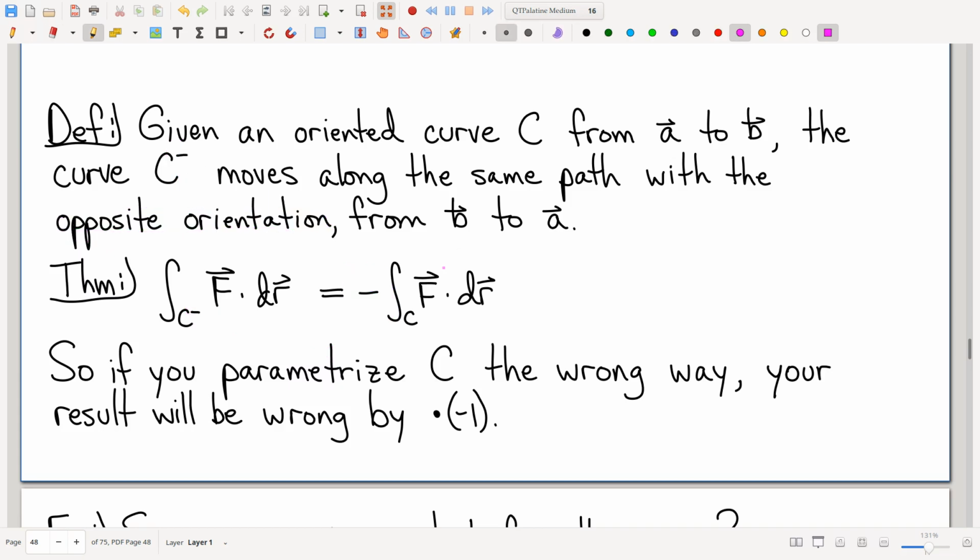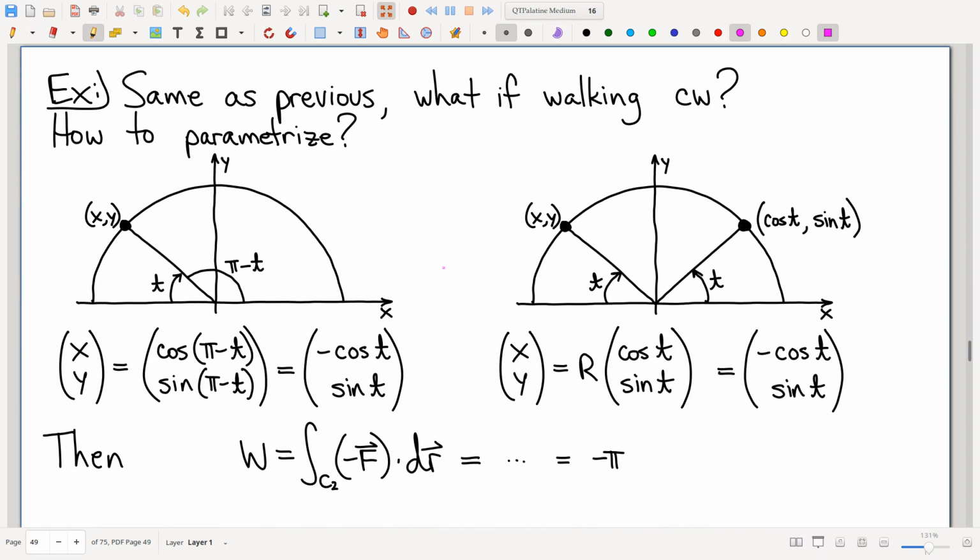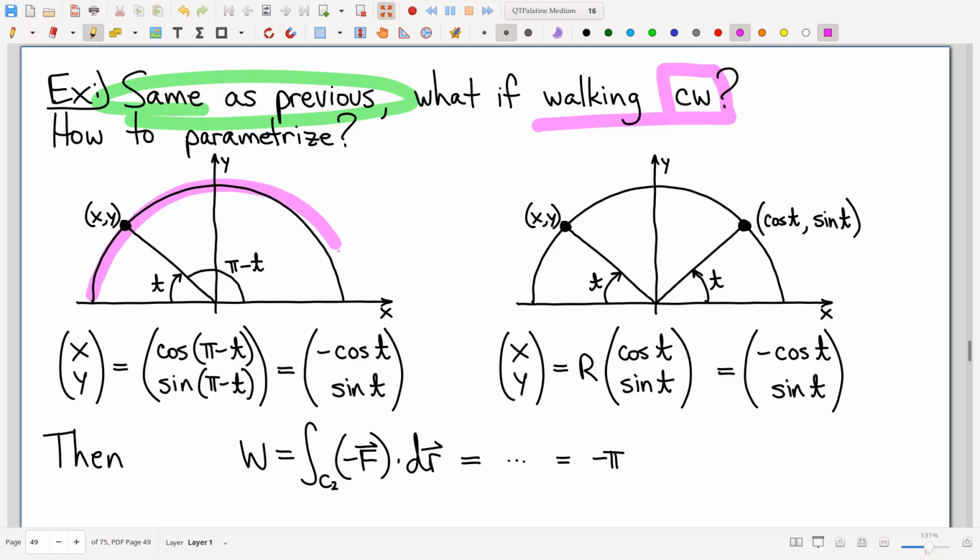All right, so let's talk about how to use that fact. Real quick, let's talk about how to parameterize backwards. We're going to look at the same example we did previously, except this time we're going to be oriented clockwise, not counterclockwise. So it's a different oriented curve. It's the same underlying curve, but with the opposite orientation.